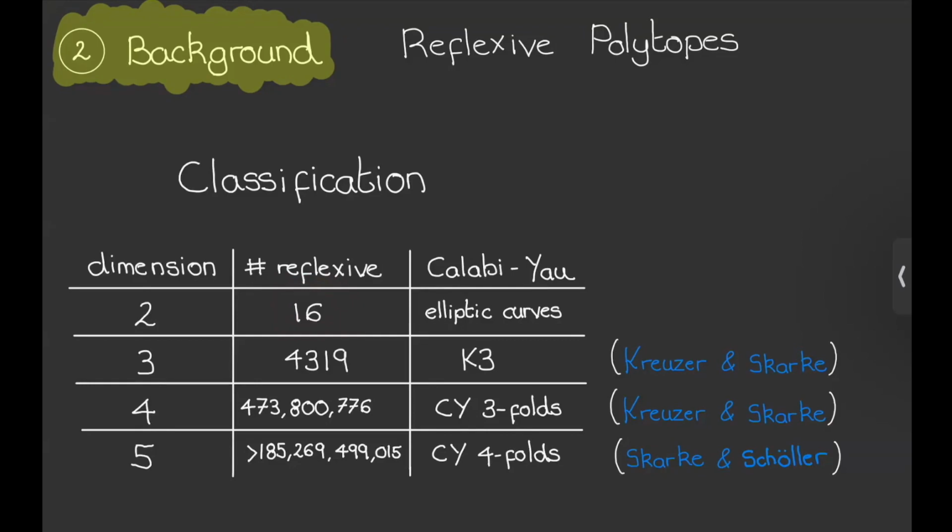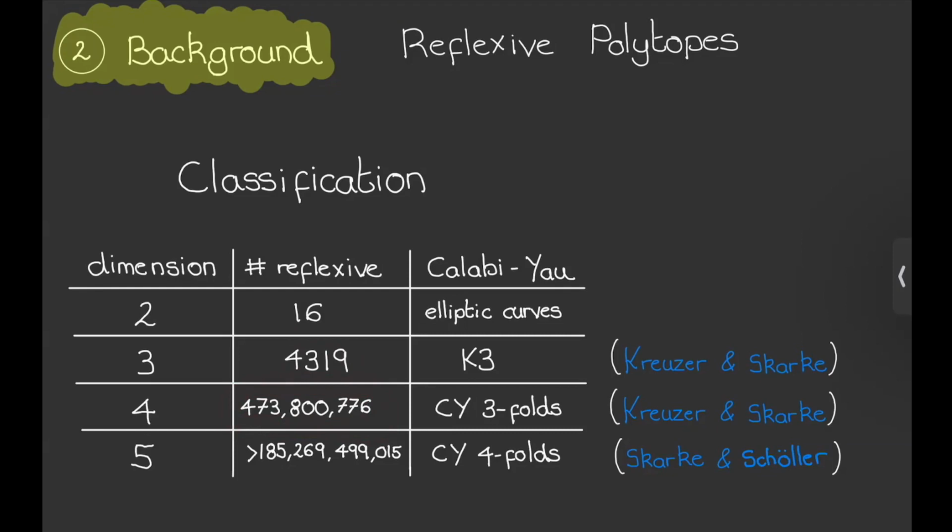And then in 3 dimensions, Kreuzer and Skarke used the algorithm that they constructed to get all of the reflexive polytopes, and they found 4,319, and these are the ones that correspond to K3 surfaces. After this, they moved on to 4 dimensions, and they used their algorithm to classify all reflexive polytopes here. They found some 500 million or so. And these are the ones that correspond to Calabi-Yau 3-folds, which obviously are the ones that we're interested in for string theory. So this data set is very largely studied in string theory.